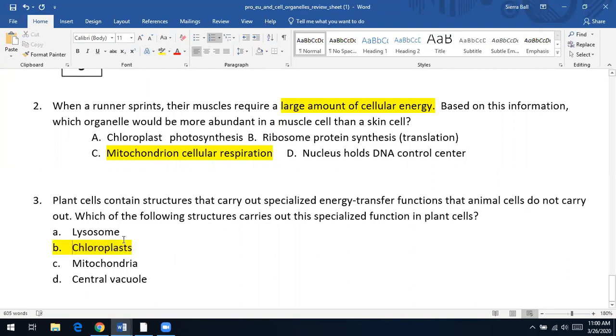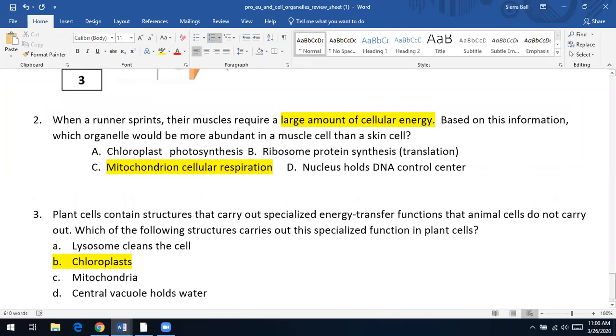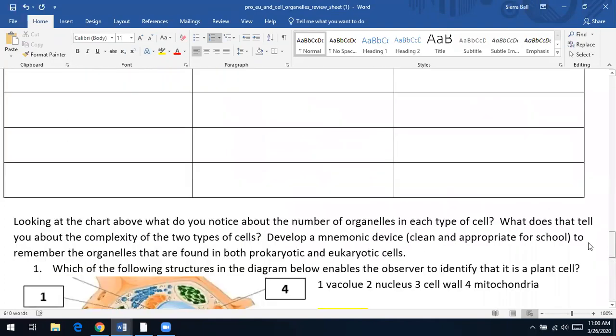Thank you. What does the lysosome do? It cleans the cell. And what does the central vacuole do? Provide water. Alrighty. You like it? I love it. All right. So is everybody good with this worksheet? Yes. To the next one.